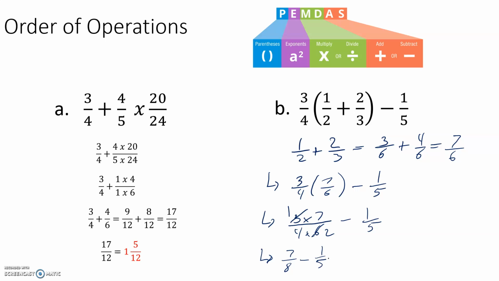minus 1/5. Okay, now I got to get my denominators the same. So 40 is a common denominator of 8 and 5. So 35/40 minus 8/40, and that's going to give me 35 minus 8 is 27/40. And I believe that is in simplest form. All right, so the answers are 1 and 5/12 and 27/40.